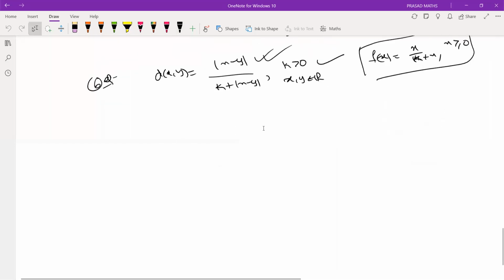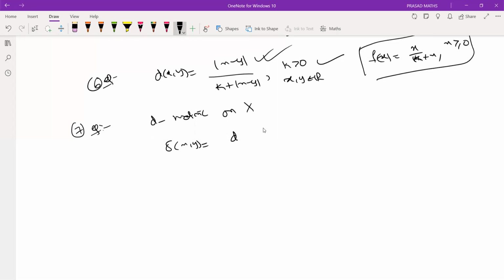So one can generalize this concept to any general metric. Suppose d is a metric on X. Then delta of x comma y equals d of x comma y divided by k plus d of x comma y is also a metric on X, with the same strategy, where k is positive. Whenever d is a metric on X and k is positive, this function delta of x comma y is also a metric on the same set X.